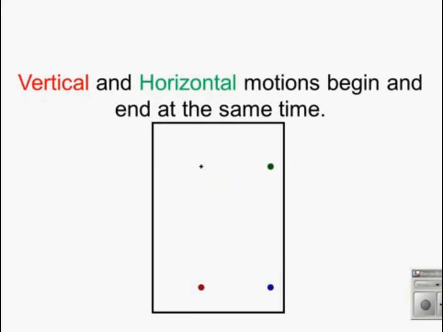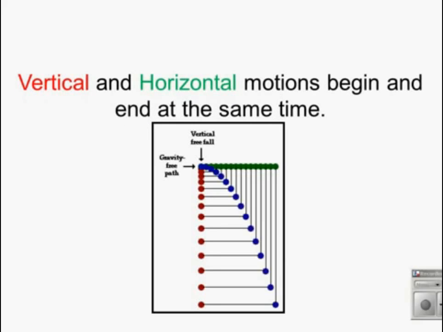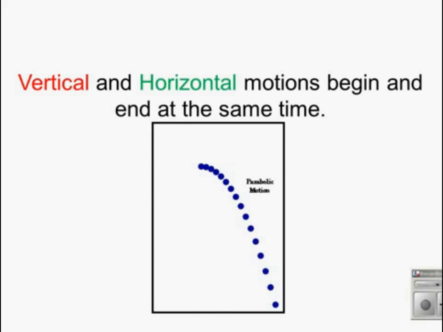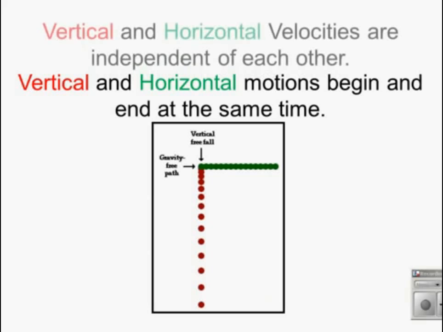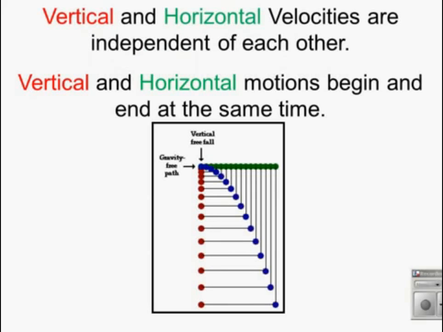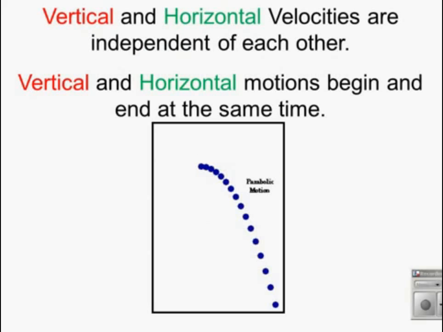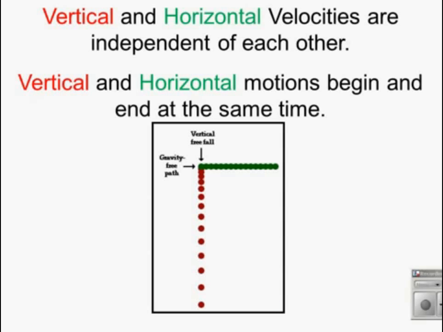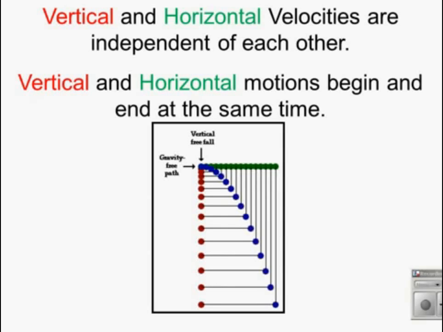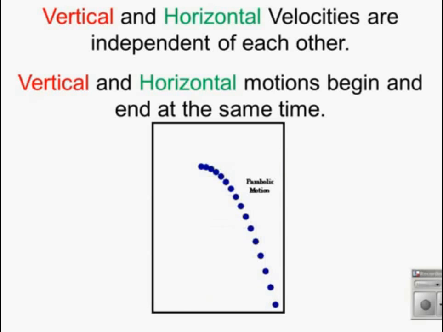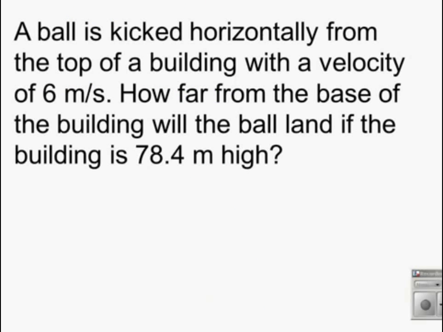Things to remember, the vertical and horizontal motions begin and end at the same time. They share the same time, but they are independent of each other. They start at the same time and they end at the same time because it's the same object, but they don't affect each other. And I'll show you what I mean in the next couple slides.